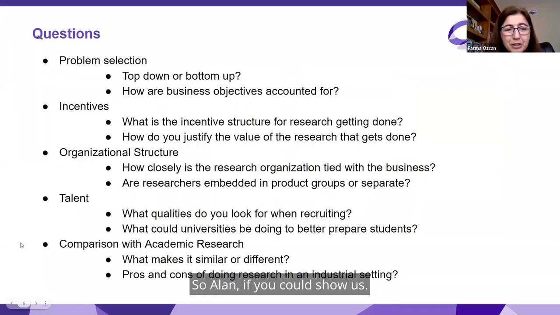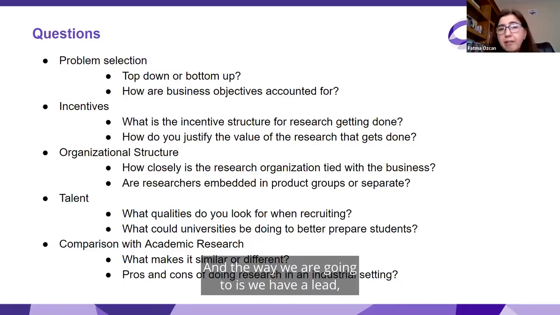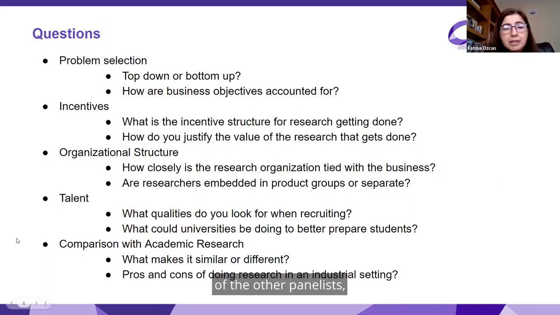Thank you, Manuela. So Helen, if you could show us. Today we have five questions that we want to go through. And the way we are going to do it is we have a lead: one of our panelists will take the question first, then we are going to get the opinions of the other panelists.